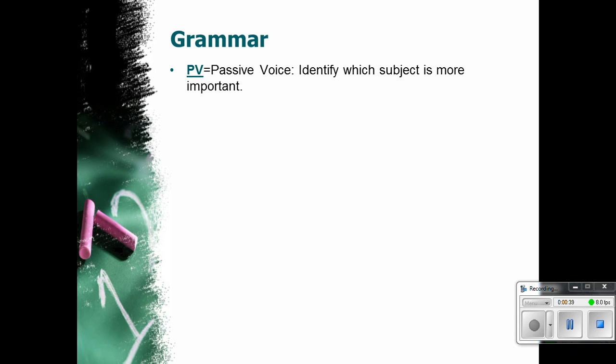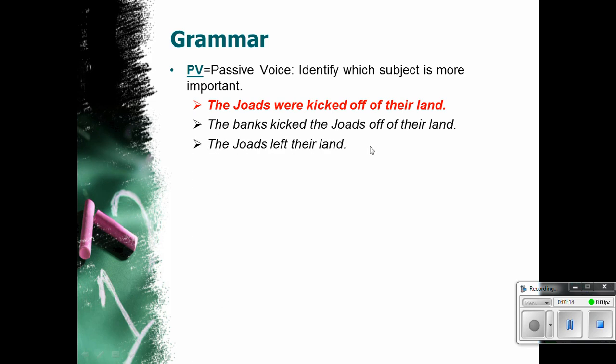But briefly, you need to identify in your sentence, if I have a PV next to it, where's the subject, and is that really the most important subject that you want to have in the paper? Here's an example. This sentence is written in passive voice, and it goes, "The Jodes were kicked off of their land." The reason that it's passive voice is because the people doing the action, the verb is kicked, aren't anywhere in the sentence. It appears that the Jodes are supposed to be the subject, but they're not the ones completing the action. So we can change it in a couple of ways.